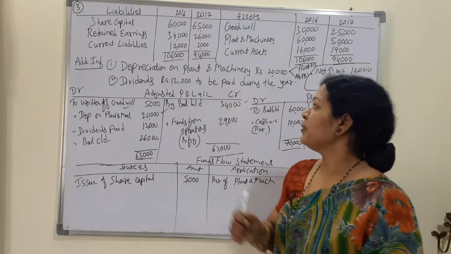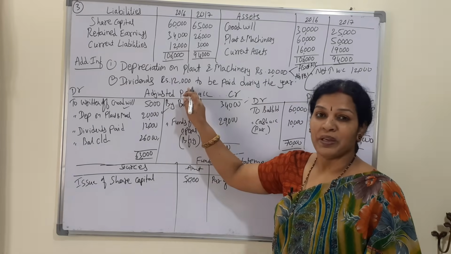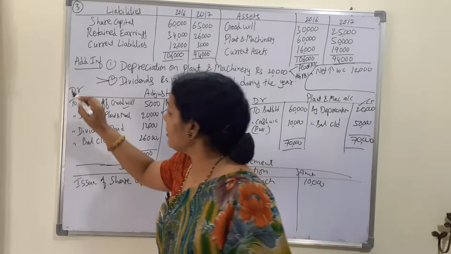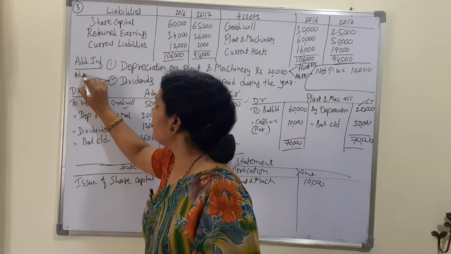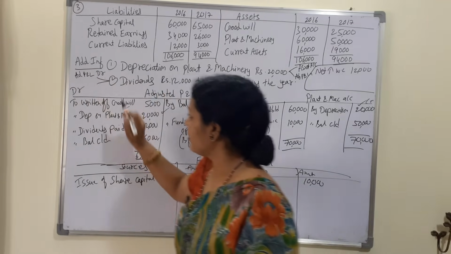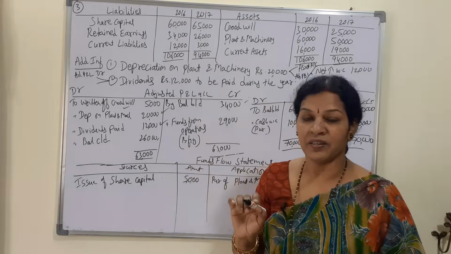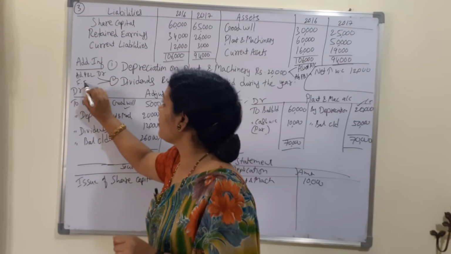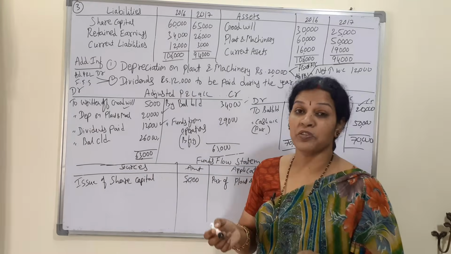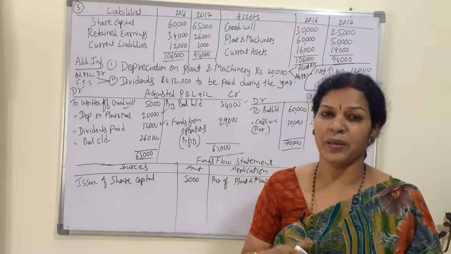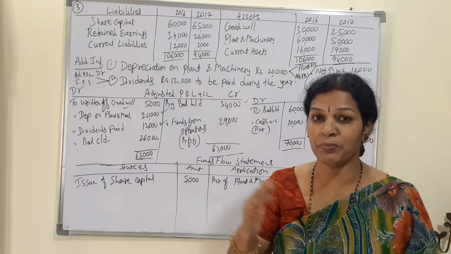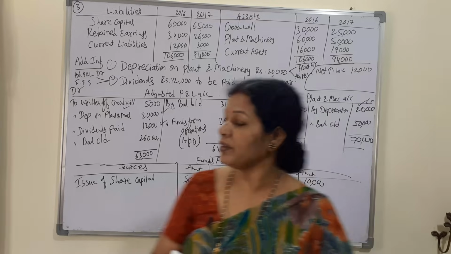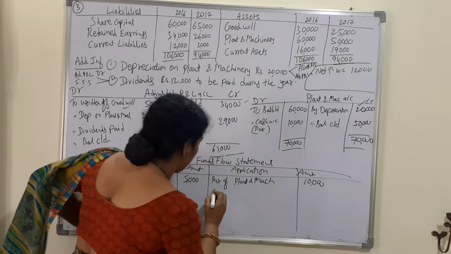Second one is dividends. Dividends 12,000 paid. So this impact will be twice. One time in the adjusted P&L account debit side, that we have taken here. Second time it comes in the fund flow statement. Dividend we are paying. Paying means, is it a source or application? Payment is an application. So we'll write it on the credit side. Payment of dividend.